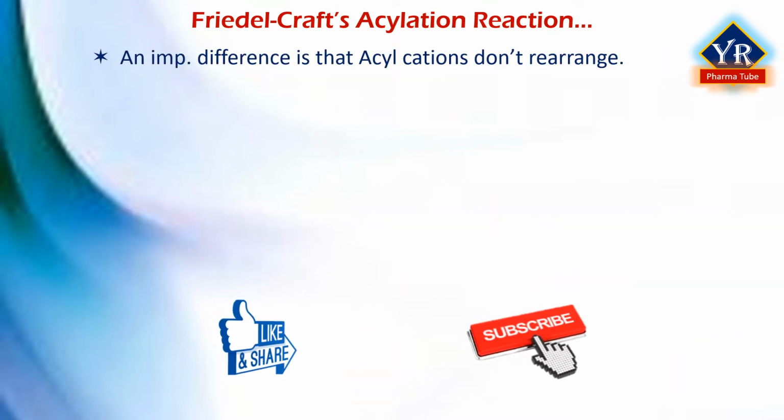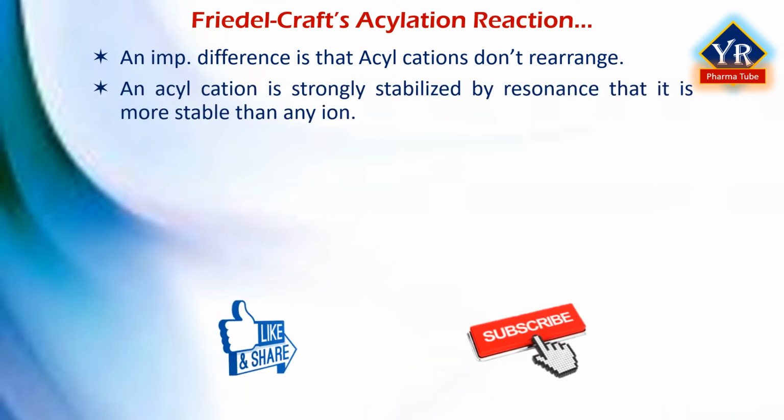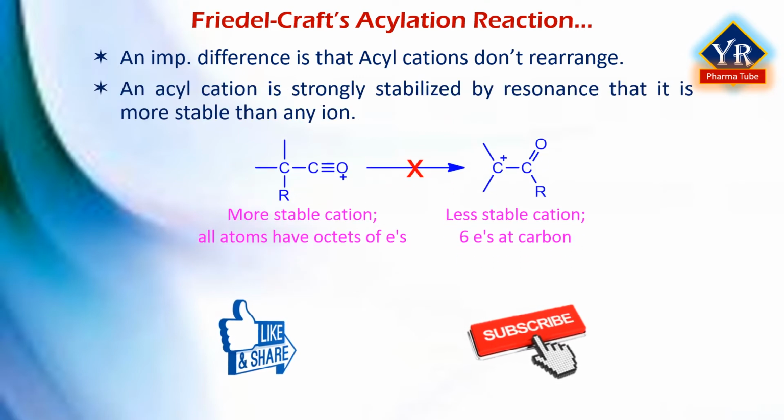An important difference between Friedel-Crafts alkylation and acylations is that acyl cations do not rearrange. The acyl group is transferred to the benzene ring unchanged. An acyl cation is so strongly stabilized by resonance that it is more stable than any ion that could conceivably arise from it by a hydride or alkyl shift.